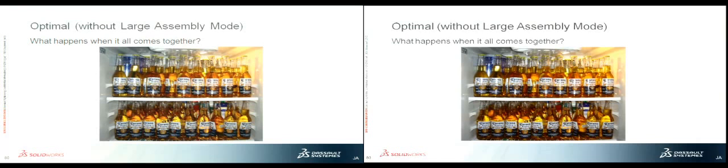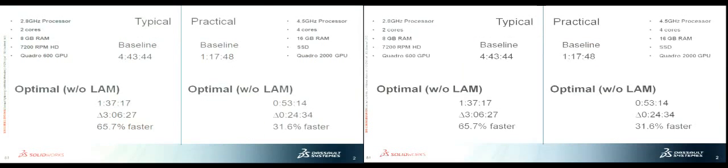So we're going to go to optimal without large assembly mode. So what happens with our optimal? We're going to our optimal setup without large assembly mode at this point in time. So what we see here is our typical machine. We cut down by almost 66%. And our practical machine, 31.6%. So you can see, bringing everything together, it does start to make a significant difference in your setup and how everything runs there.